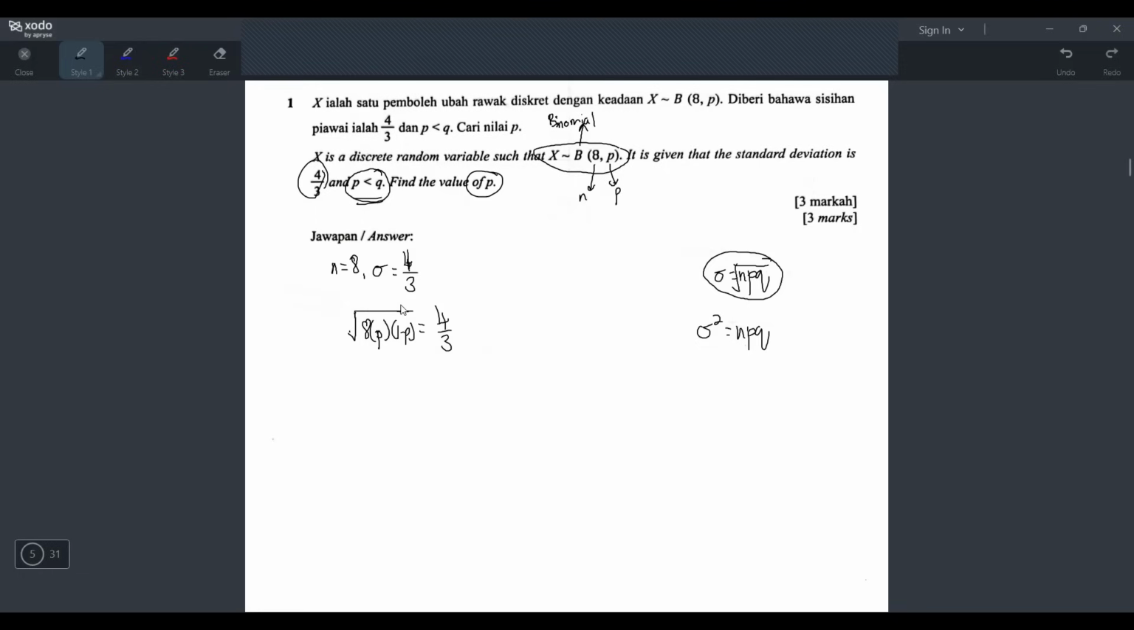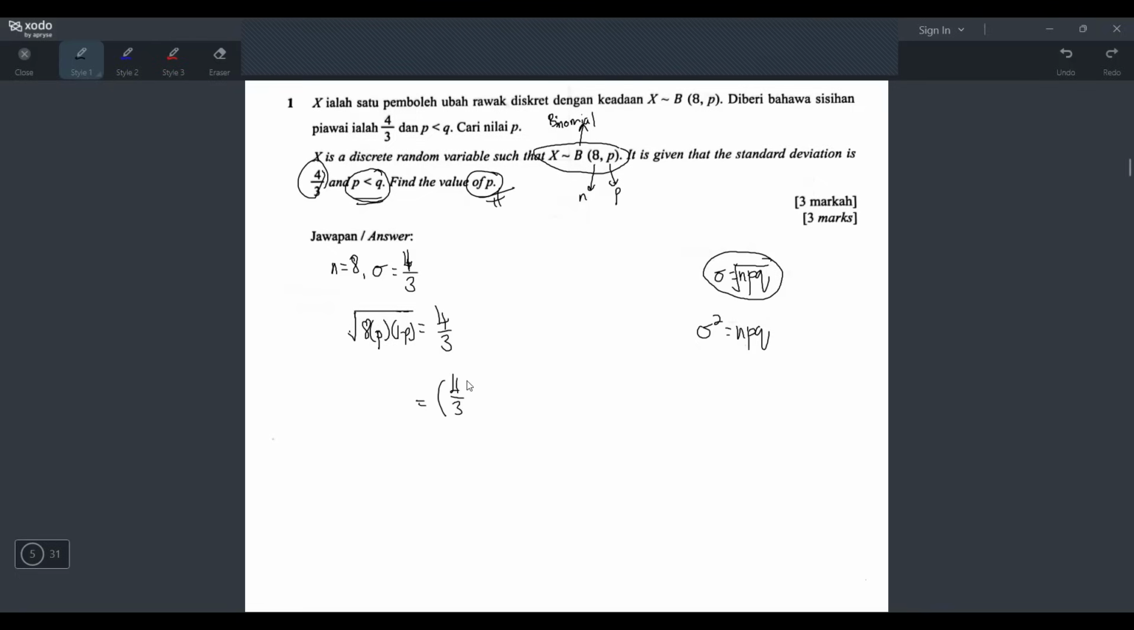So when you have the P to get the Q, you just take 1 minus P, okay? The reason why I changed to 1 minus P is because I want my whole equation to be in terms of P. Then only I can find P, because the question asks you to find P, right? If it's in terms of P and Q, then it's very difficult. That's why.